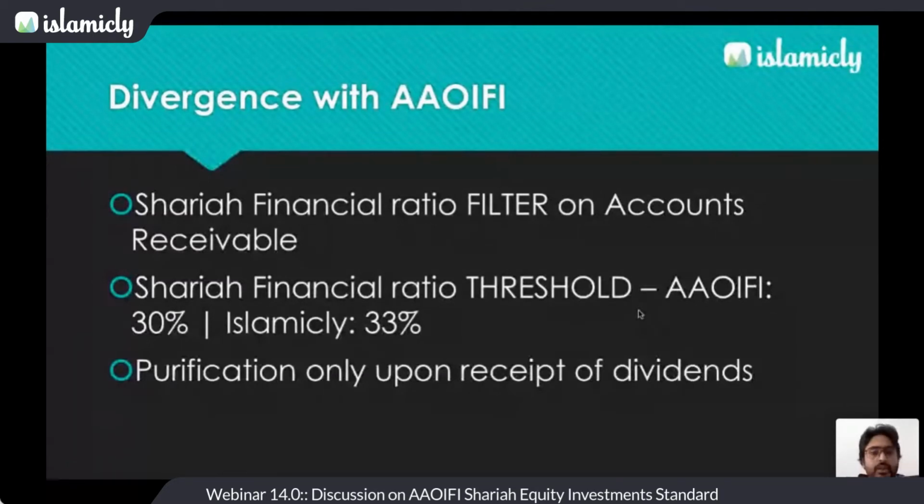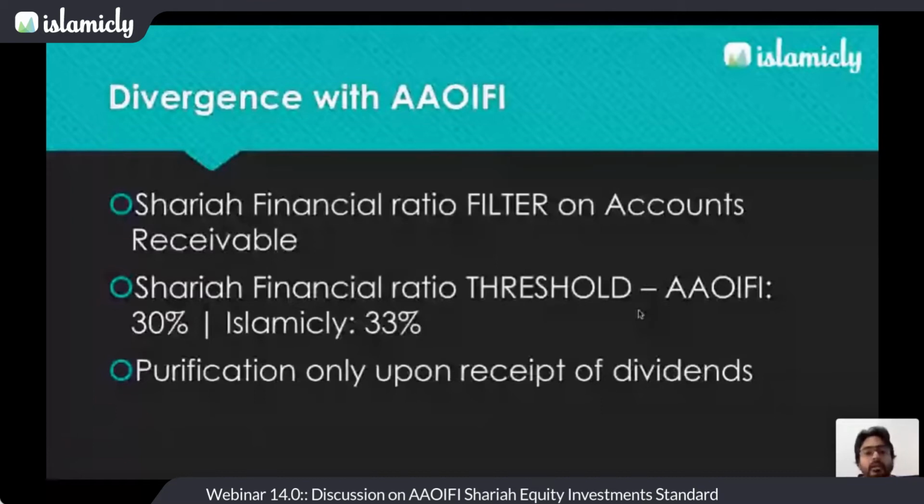So a Sharia financial ratio filter on accounts receivables is applied in Islamically. If you look at Islamically's financial ratios, there are 3: debt, cash, and accounts receivables. EoF talks about only debt and cash. It doesn't talk about accounts receivables, although it says very clearly in some sections that it is permissible to invest in a corporation only if it does not consist of only debts. That means if a company has only accounts receivables and nothing else, it is not permissible to invest in that company. They have not defined the threshold.